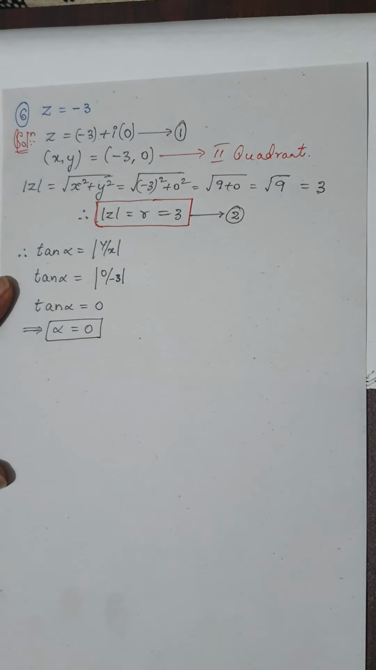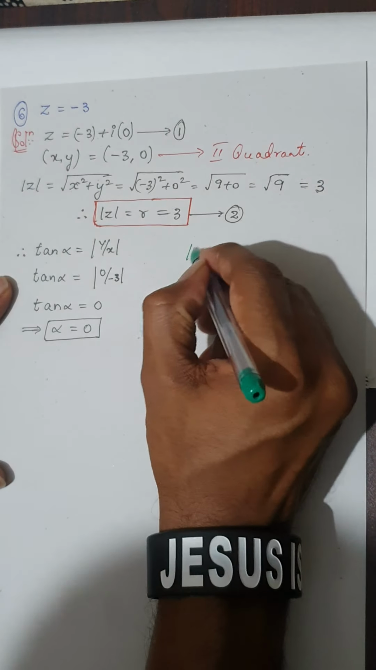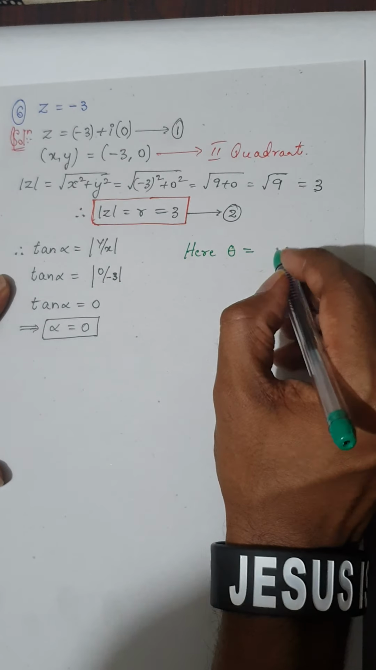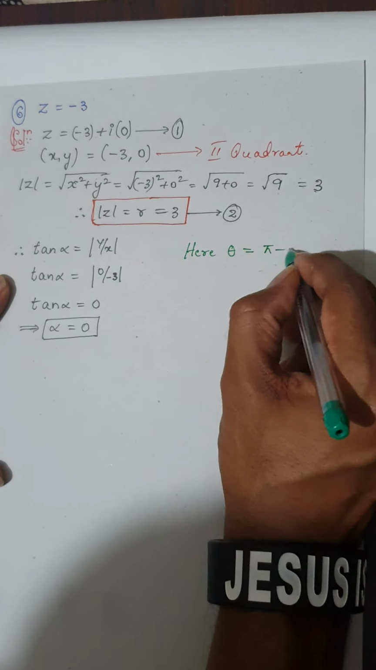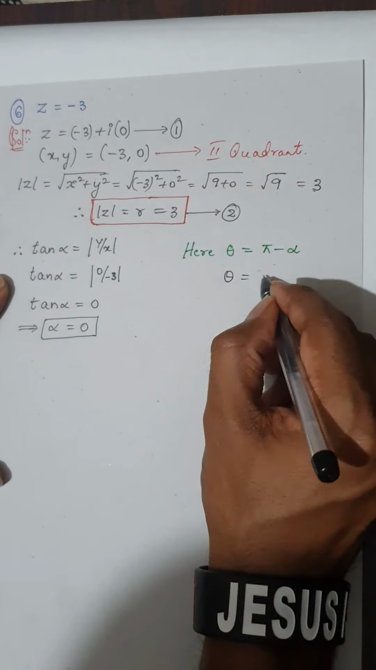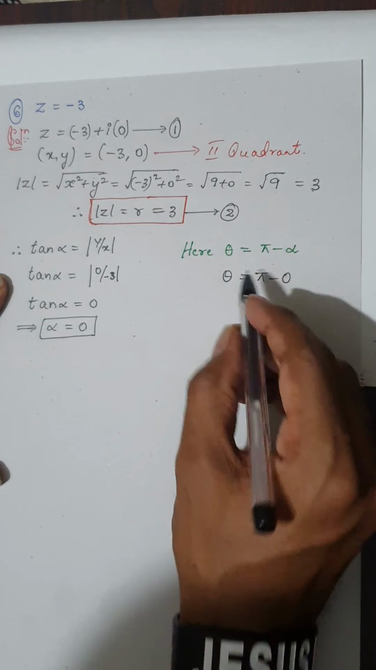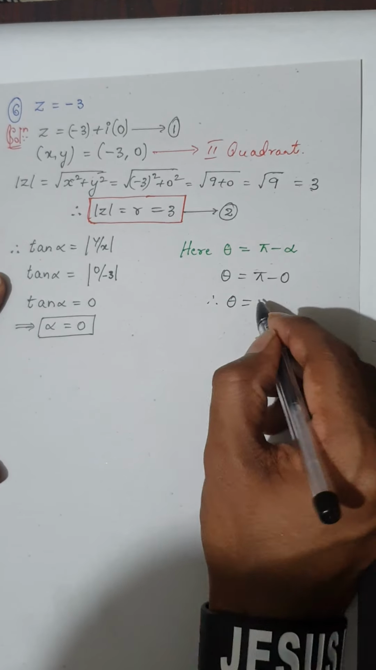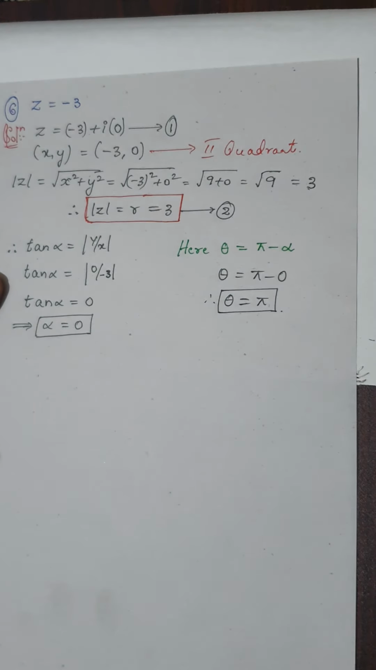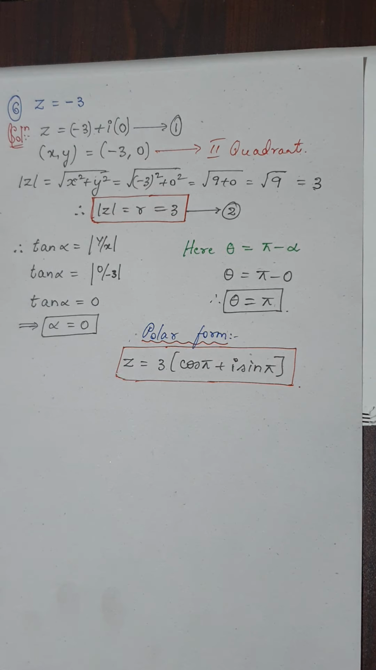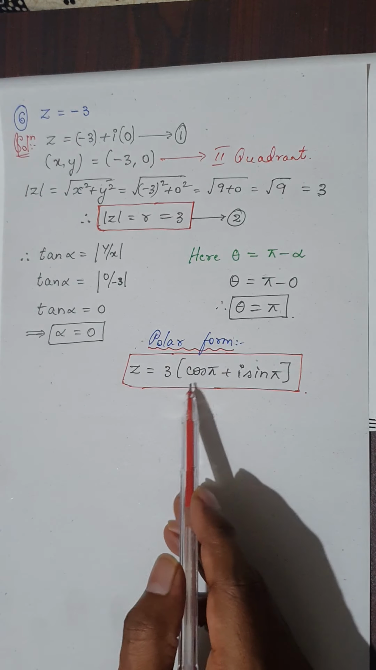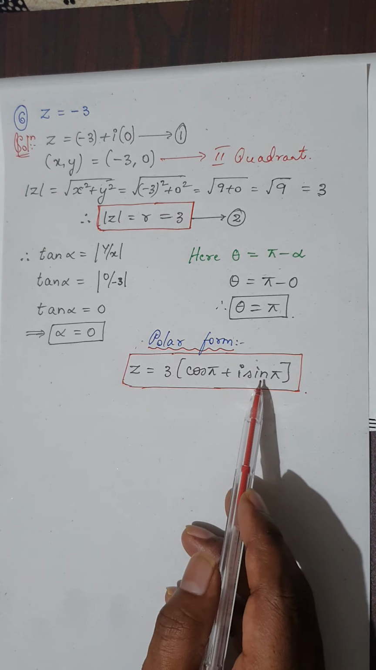Okay. Now check the quadrant. It is second quadrant. Now what is the value of theta here? In the second quadrant, the theta value is nothing but pi minus alpha, isn't it? So it will be pi minus alpha. Now since alpha is 0, you will directly get theta is equal to pi minus 0. Therefore I can write theta is nothing but the value pi. And hence we can write the polar form: z is equal to 3, because r is 3, into cos pi plus i sin pi.